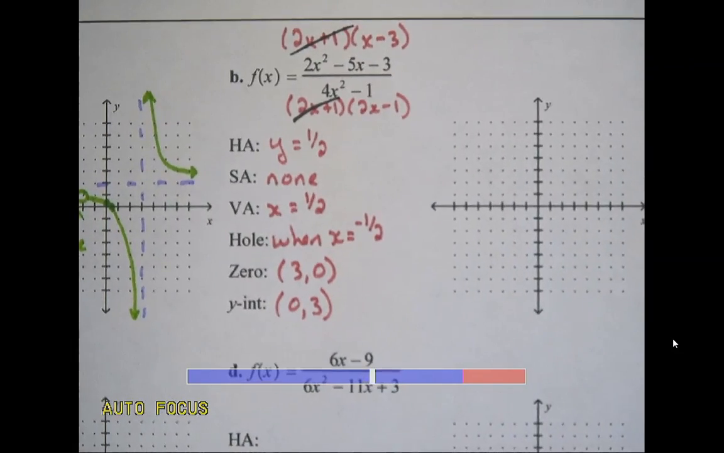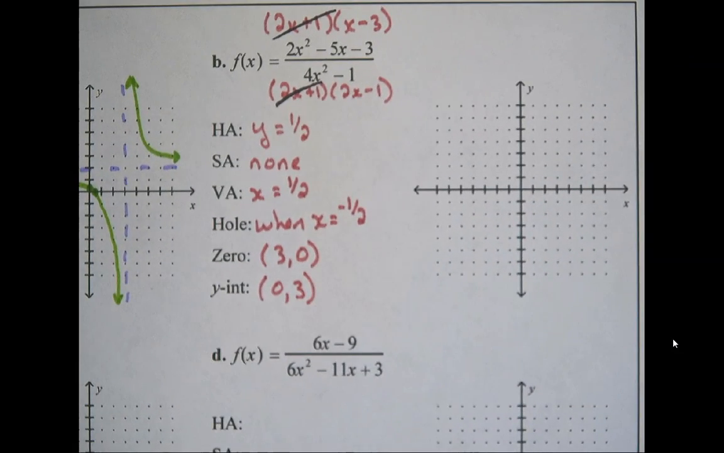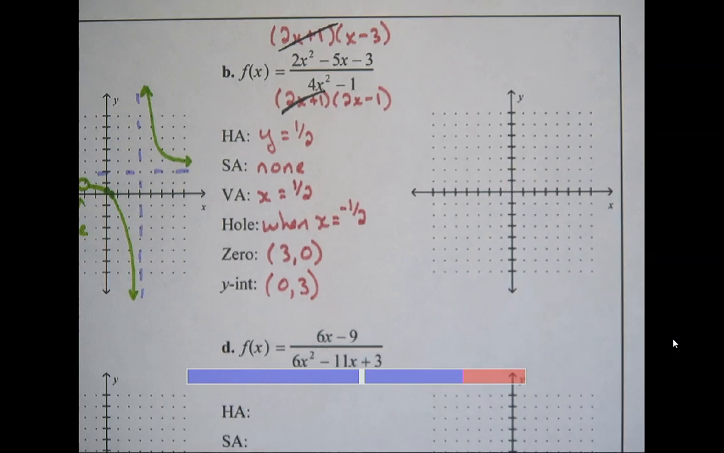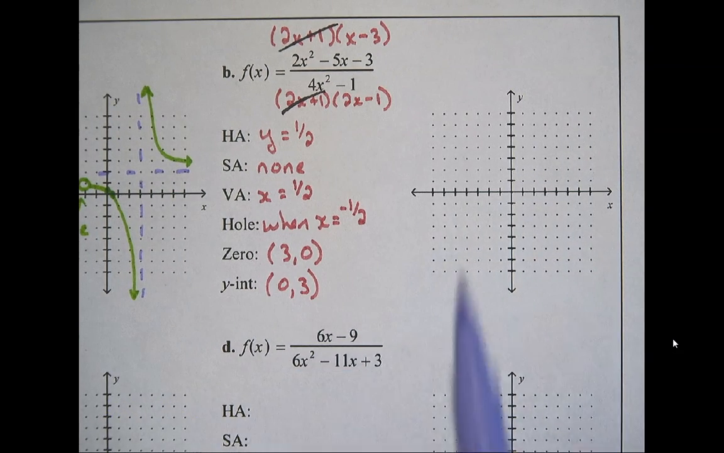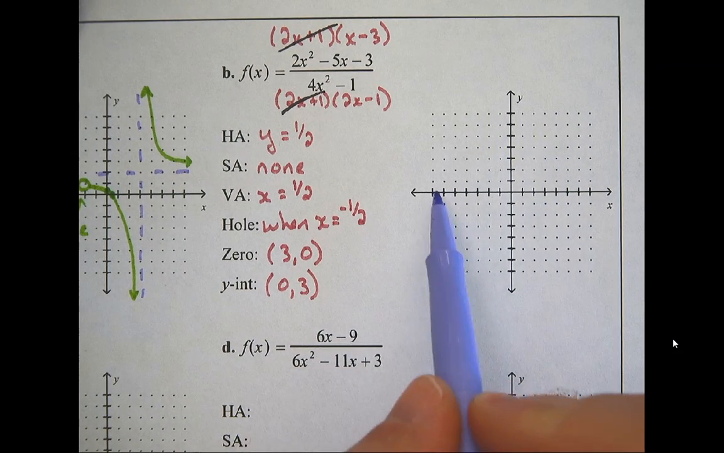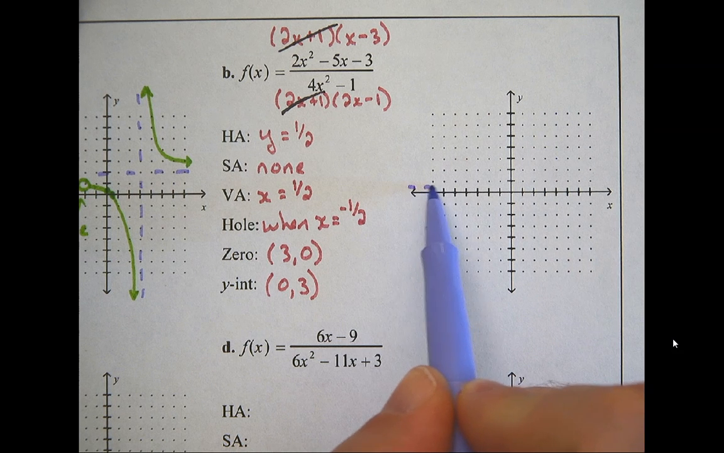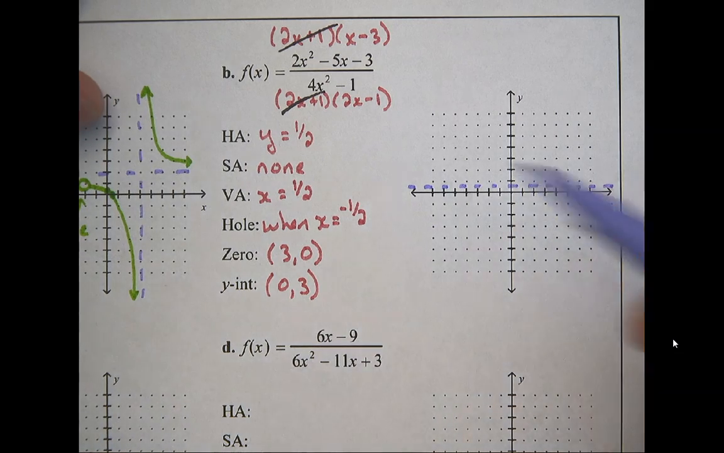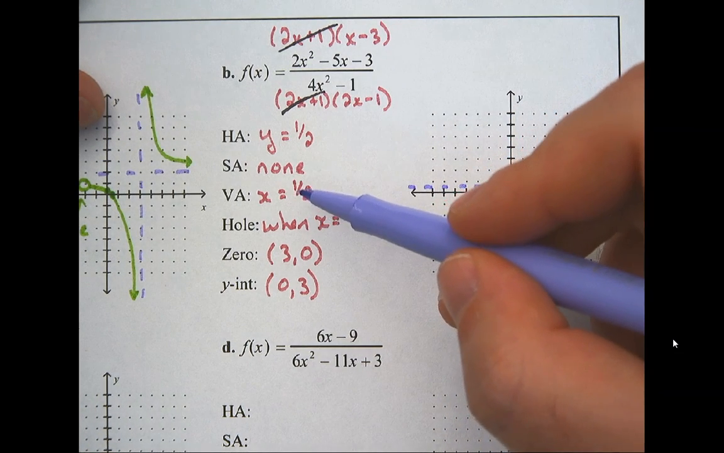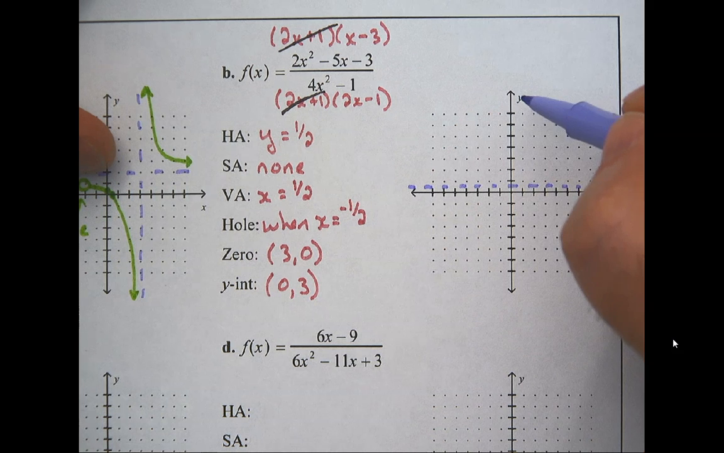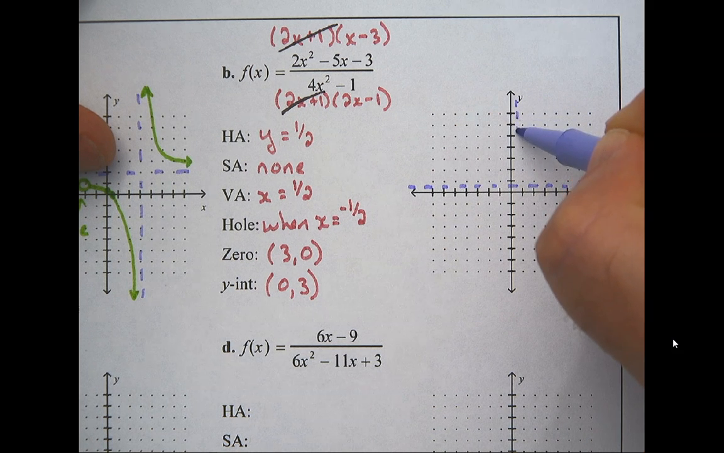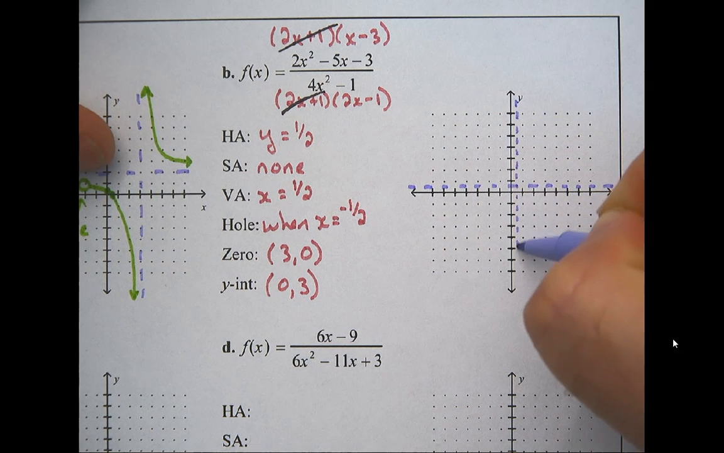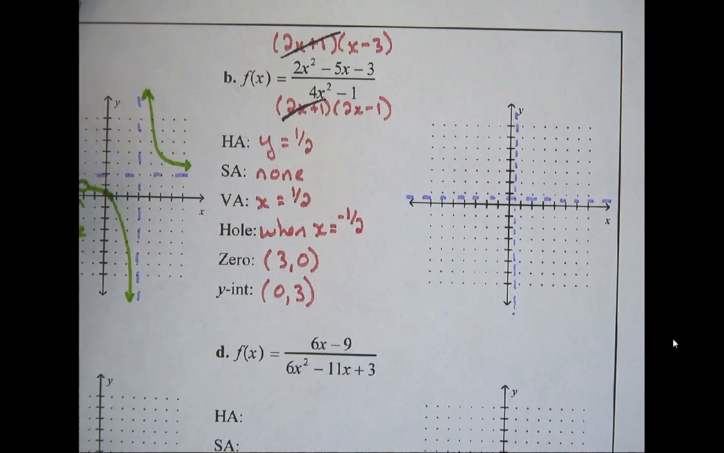HA of y equals 1/2. So this is not a great one, I have to kind of estimate the height of 1/2. That's not the best thing in the world. Then I've got a VA of x equals 1/2. So that's looking something like this. There we go. Yeah, close enough. It doesn't have to be perfect. It has to just be decent.